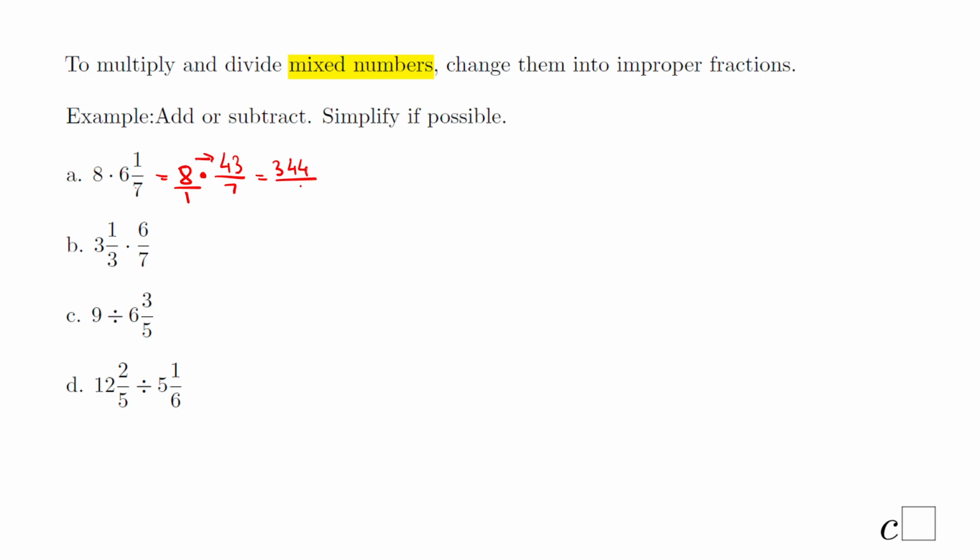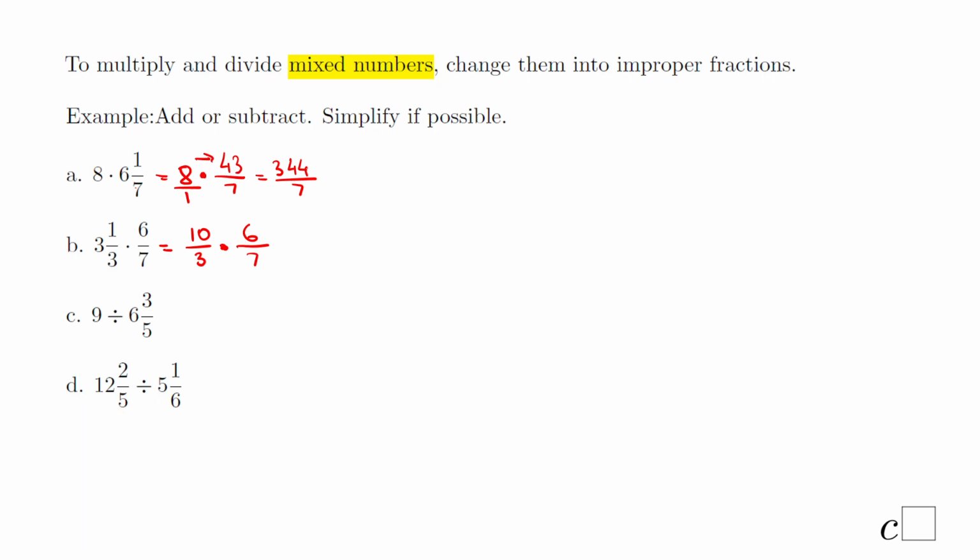1 times 7 is 7. And again, you can change that into a mixed number. I'm not going to do that. I will keep it like that. Let's take a look at B. 3 times 3 is 9, plus 1, 10. 10 over 3 times 6 over 7.